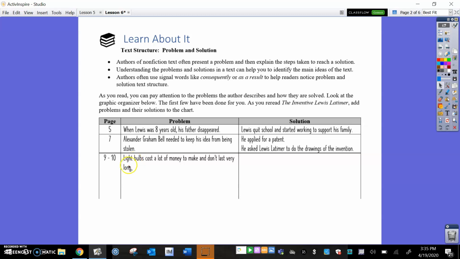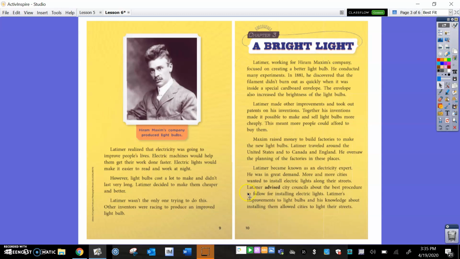But this one says light bulbs cost a lot of money to make and don't last very long. So this is a problem. We're at a brick wall. I don't know what to do. They cost too much money to make. So what are we going to do instead? What is our solution going to be, our aha moment? So here's that page right here, 9 and 10. So I'm going to start reading and keep reading until I have a specific solution that's going to be solving this problem.